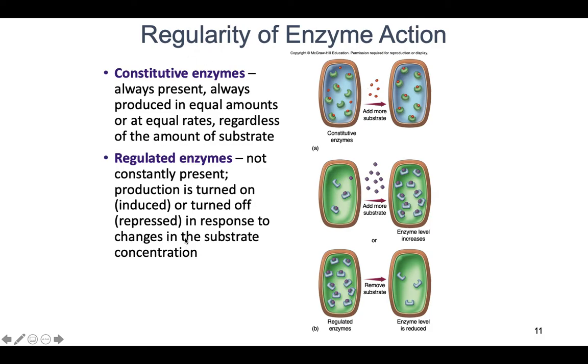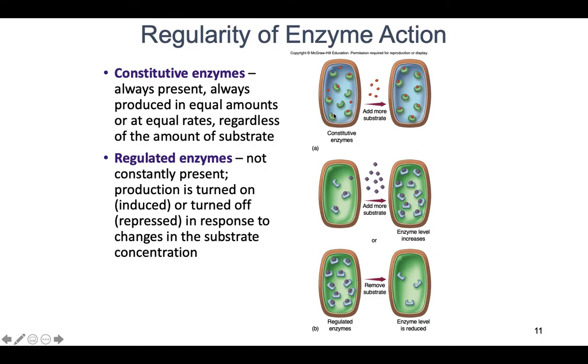So there's two different types of enzymes, once again on a really broad level, constitutive and regulated. So these kind of enzymes are always present. They're produced at equal amounts, at equal rates, regardless if the substrate is present or not. So you can see here, you've got empty enzymes, or you've got extra substrates, or a bunch of extra enzymes. You add some more substrate, all the enzymes are going to be filled.